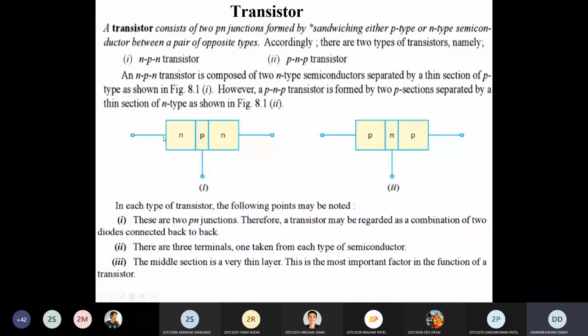You can see that one terminal is connected at the end of an N layer, another terminal at the other N layer, and another terminal comes out from the P layer, which is the third terminal. So there are three terminals, each type of semiconductor takes one terminal, and the middle section is very thin in both NPN and PNP. This is the most important factor which lets it function as a transistor, as a switch. In PNP the middle section is N, in NPN the middle section is P. Both are very thin layers.